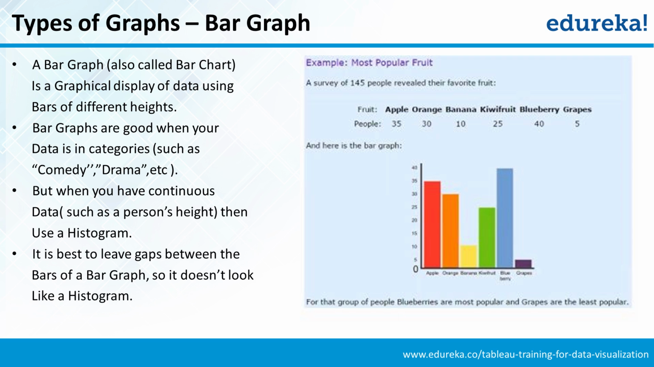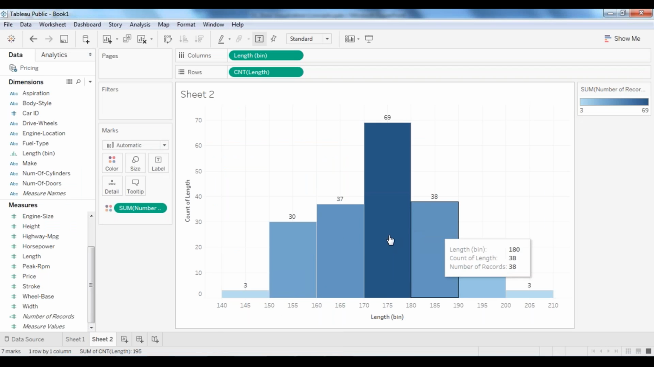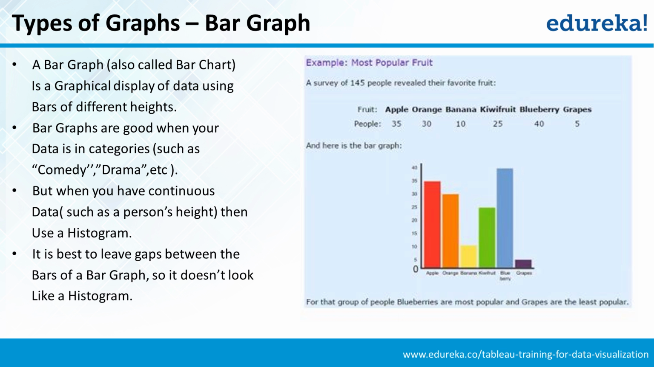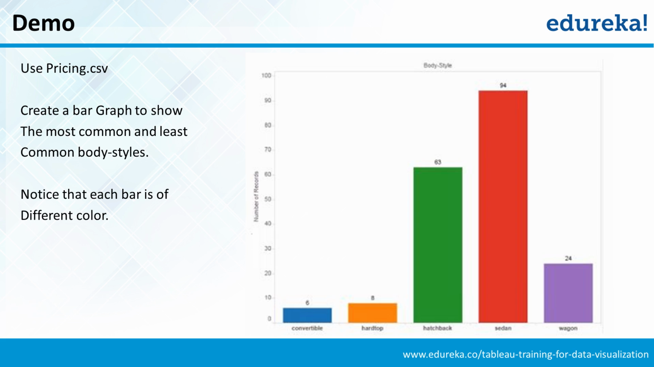And in a histogram, the bars tend to stick to one another. If you look at this histogram which Tableau drew for us, these bars are sticking to one another. In a normal bar graph, the bars have some space in between. That way we can demarcate between a histogram and a bar graph.